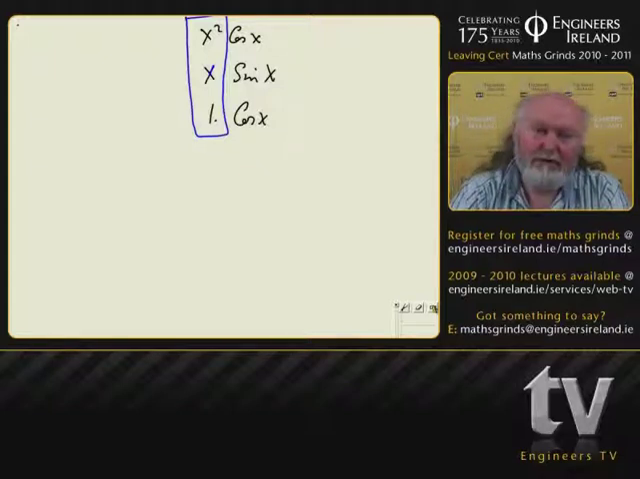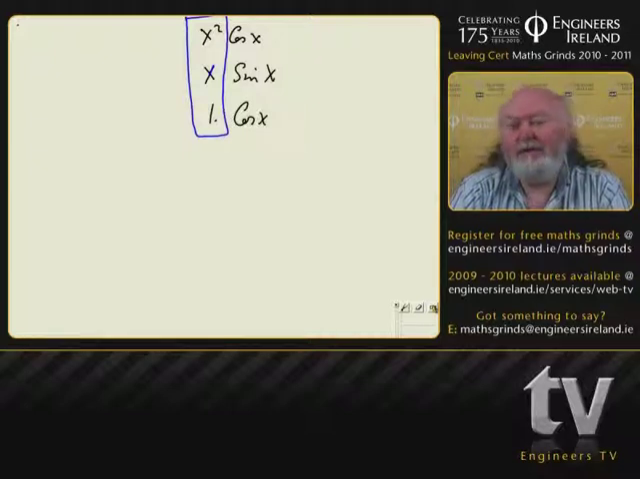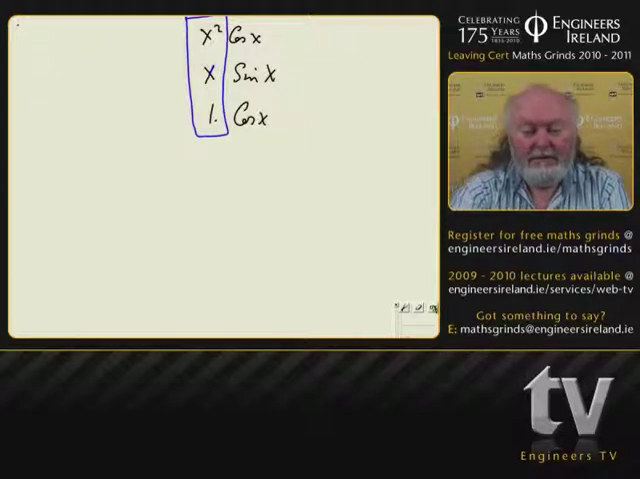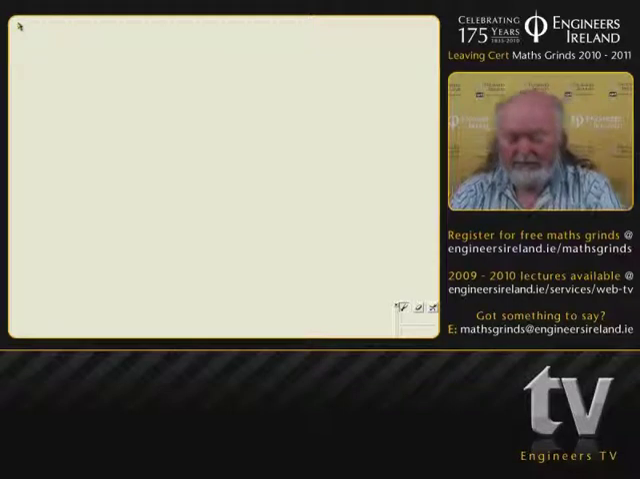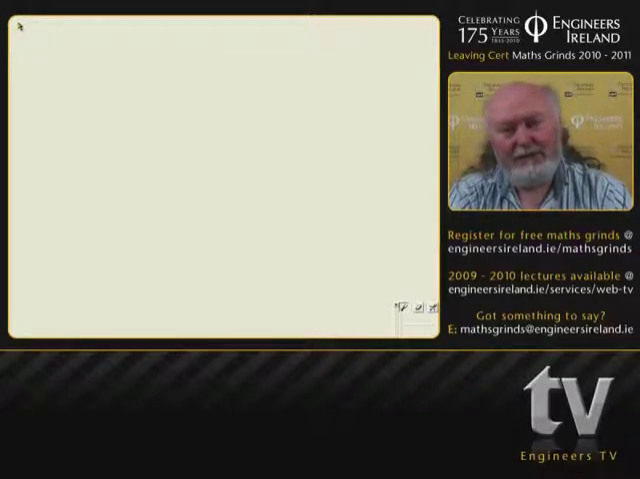Now that clearly means to us that if we had the integral of x cubed cos x, you would have had to repeat this process another time, and each time you would have been eroding down x cubed to x squared to x down to 1. You could obviously say if it was x to the 4 cos x, you'd have to do it 4 times.